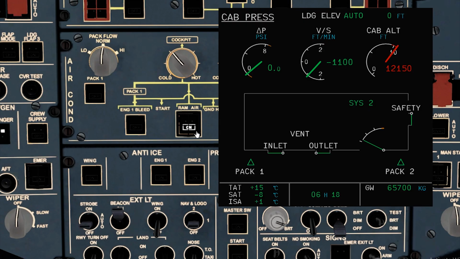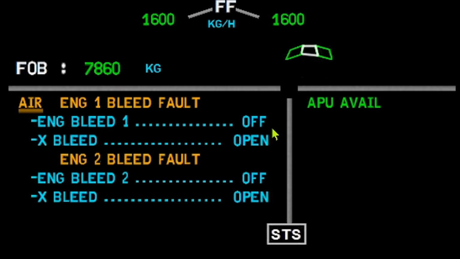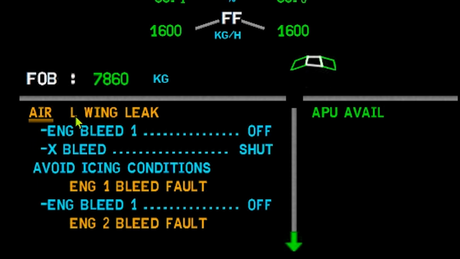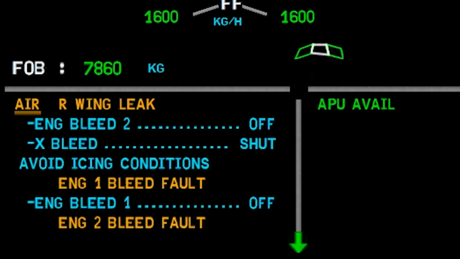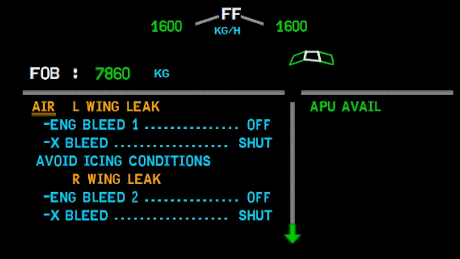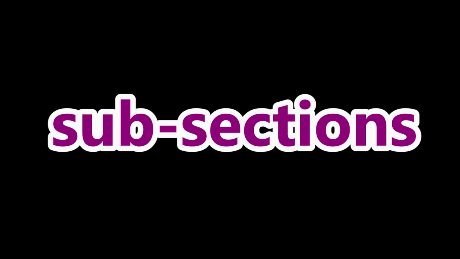In conclusion, this checklist has 4 parts. Depending on your failure, go to the most relevant section. The 4 parts are: engine 1 and 2 bleed fault with no subtitle, engine 1 and 2 bleed fault with left leak subtitle, engine 1 and 2 bleed fault with right leak subtitle, and engine 1 and 2 bleed fault with both left and right leak subtitles. The 4 parts are then further divided into subsections. For example, if APU is available or not, if APU bleed is available or not, which we have discussed previously.